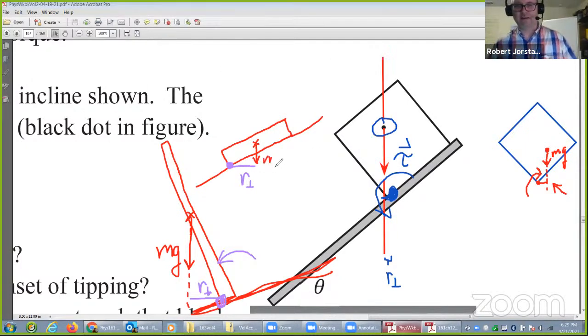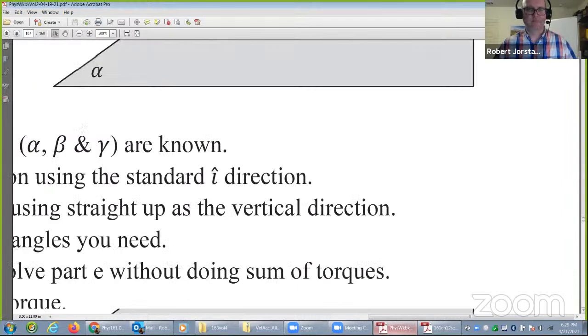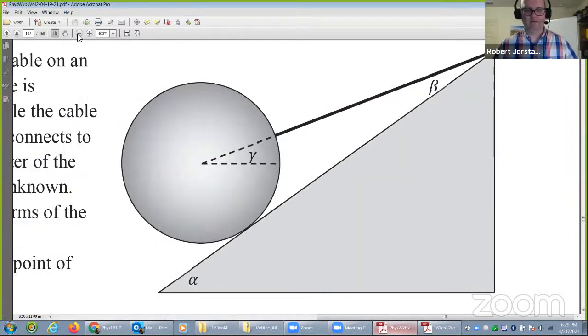Have you noticed how many times today we've said the words lever arm? It's pretty convenient for understanding torques, isn't it? All right. Is everybody good on tipping? I hope so. One more, and then we're done, okay?